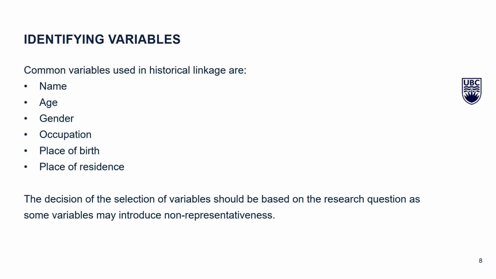For example, a variable like occupation would probably appear in the census, and it could potentially increase true match rates and maybe even help us identify the individual. But what might happen is that if the person has switched occupations in the time between censuses, then it would exclude them from being a possible match.